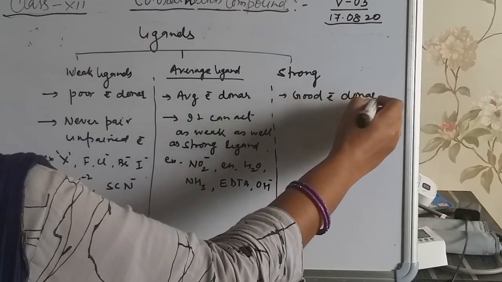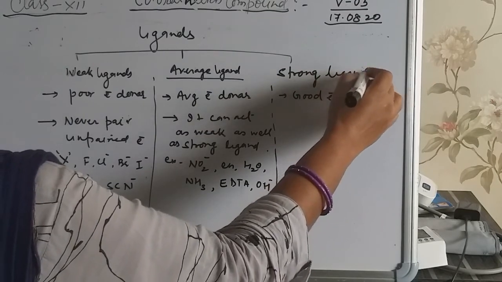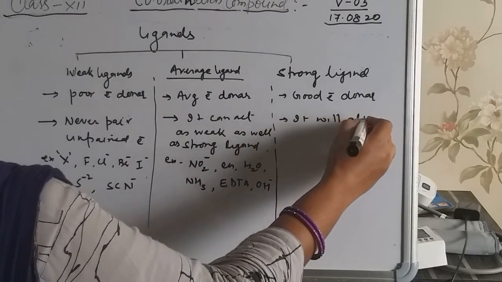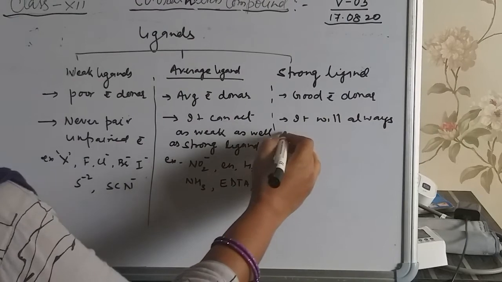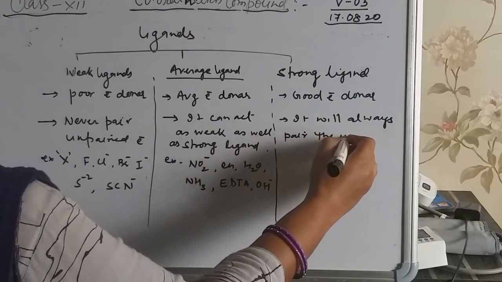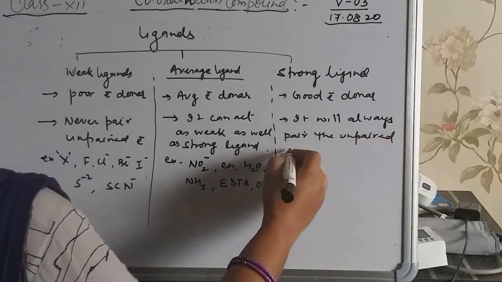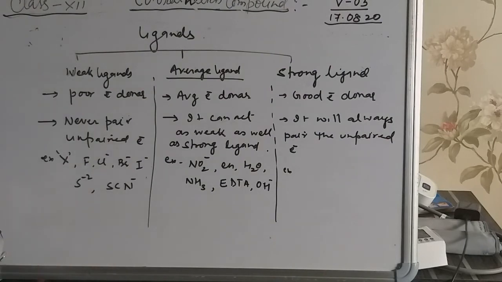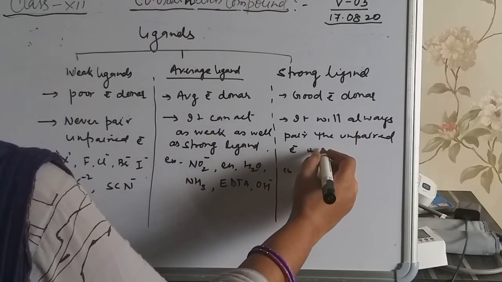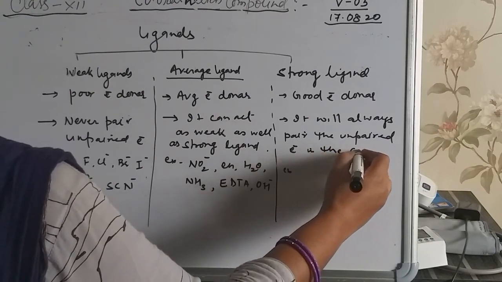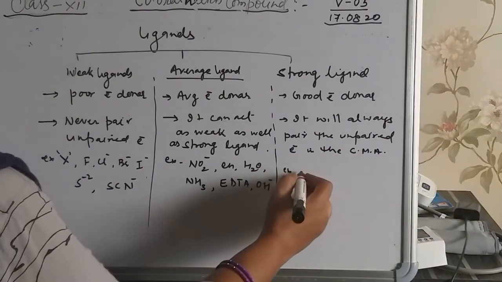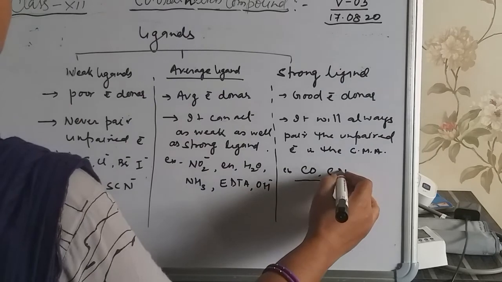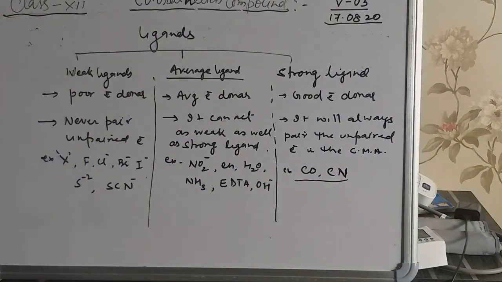In case of a strong ligand, it is a good electron donor and it will always pair the unpaired electron in the central metal atom. Most common are CO and CN. These two are strong ligands.